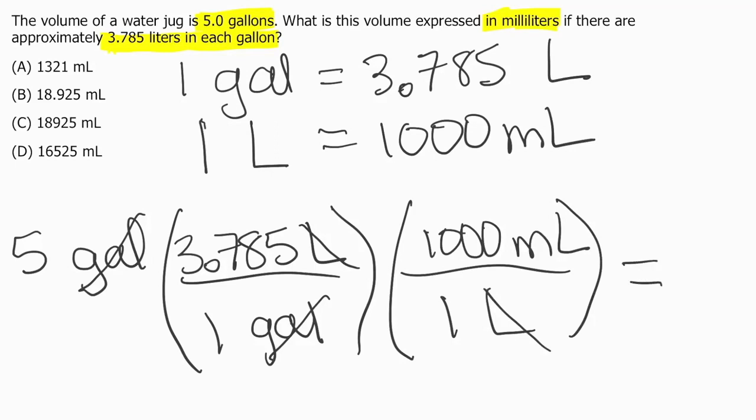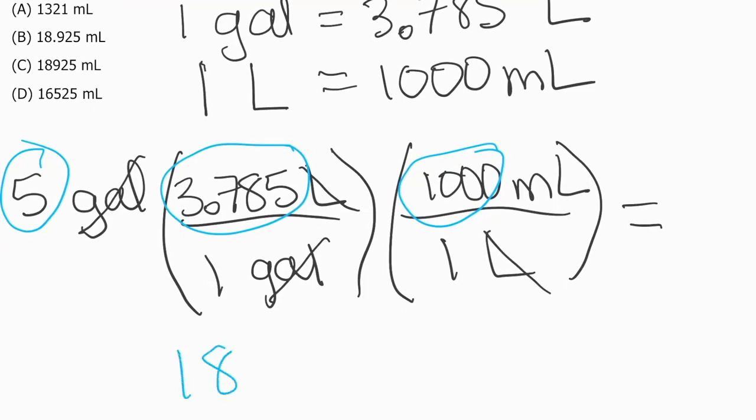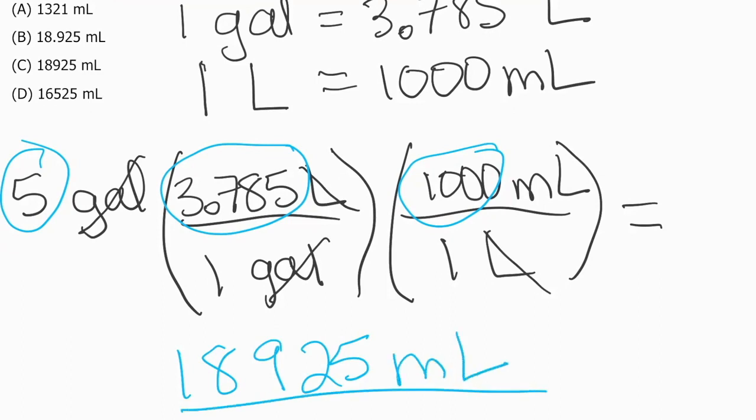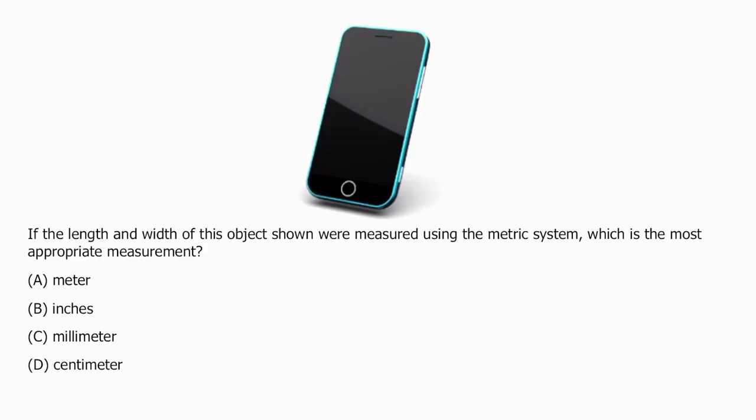So on this exam, because you have an on-screen calculator, you're just going to be doing 5 times 3.785 times 1,000, and that's going to give you your answer. So when you do that, you should see that your answer is 18,925 milliliters. So if we go back up to our answer choices, we can see that the correct answer is C. 5 gallons is equal to 18,925 milliliters.